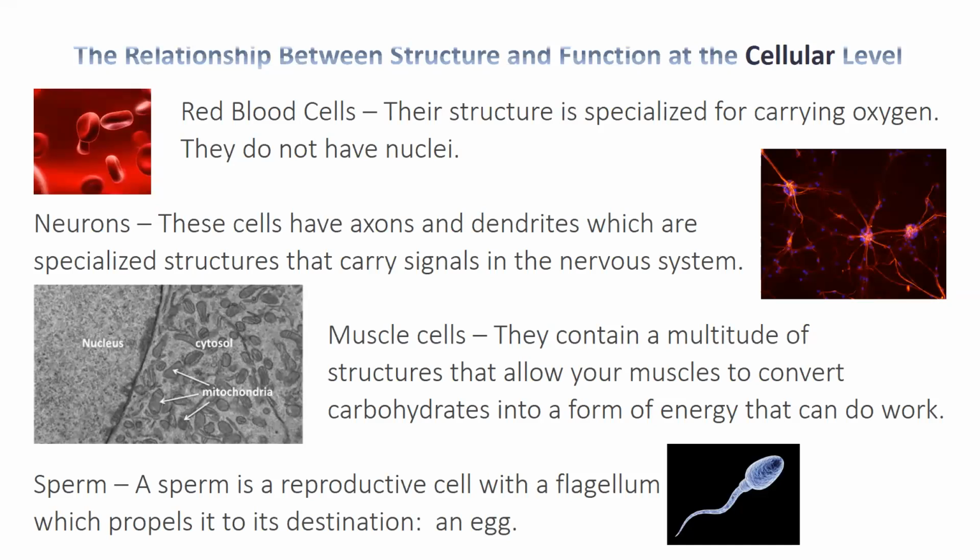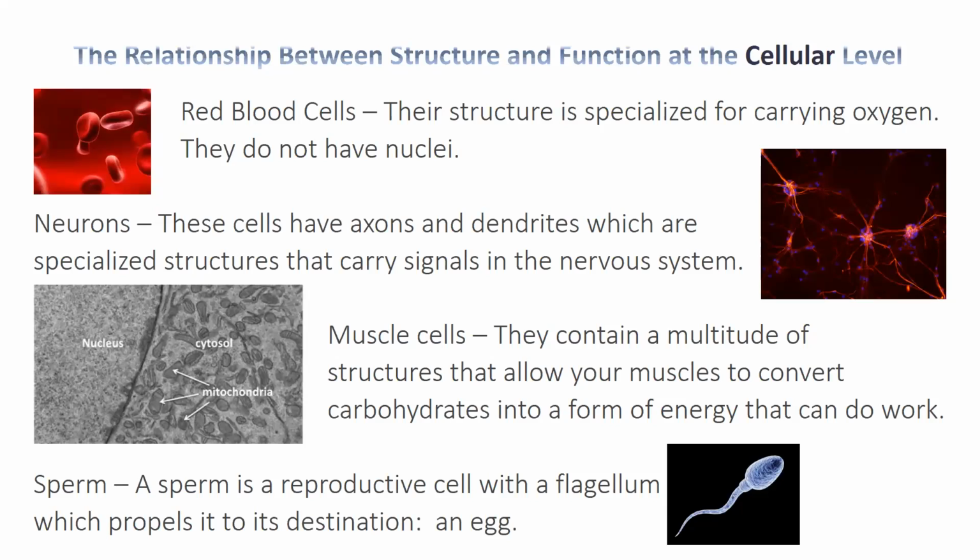Muscles are composed of fiber-like cells that are specialized for contraction. These cells contain motor proteins that work together to contract the fibers. The cells contain a multitude of mitochondria. Can you guess why? Mitochondria are the organelles in which carbohydrates are converted into a form of energy that can do work by the process of cellular respiration. Since muscles do a lot of work, the abundance of mitochondria is quite appropriate, wouldn't you say?